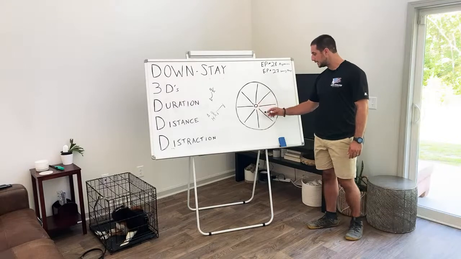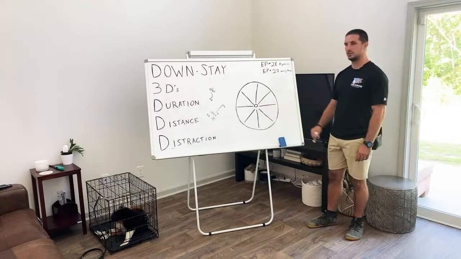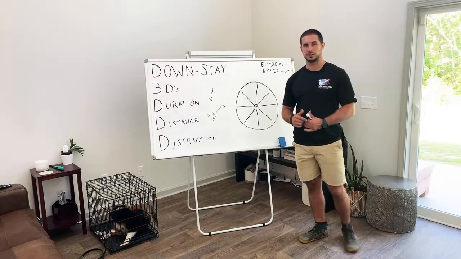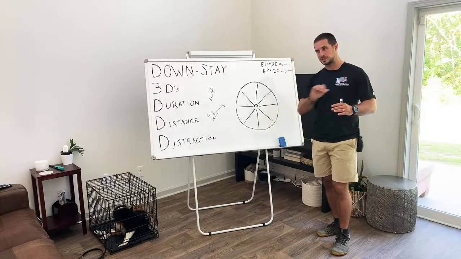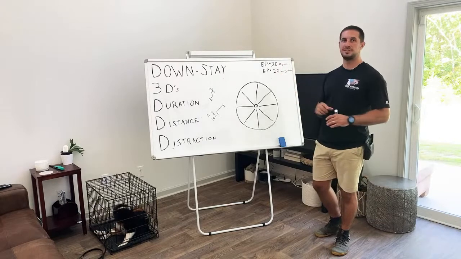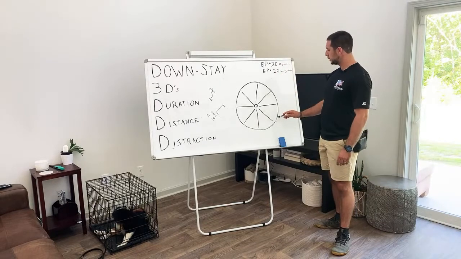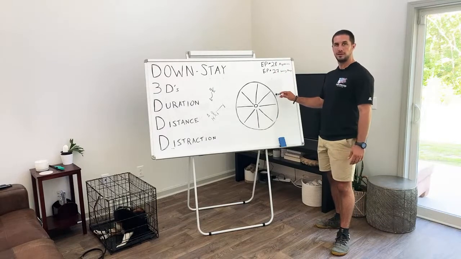You start backing up as far as you can. So if you have a 6-foot leash, a standard 6-foot leash, you don't want that leash to get tight. You want it to have a little bit of slack in the leash. Once you achieve that distance, you start working your way around the dog, okay?